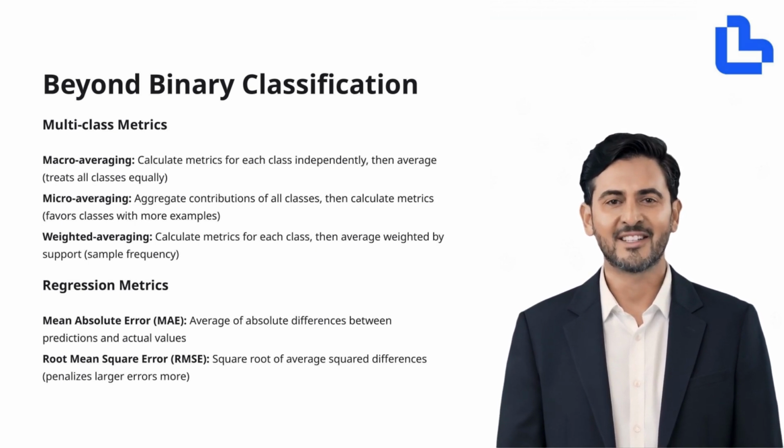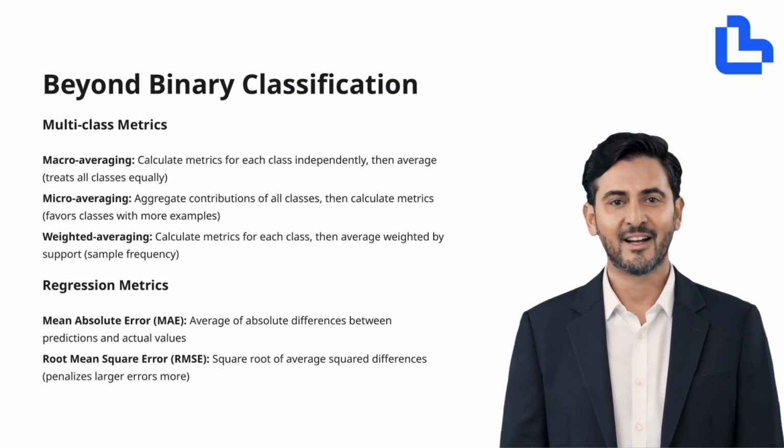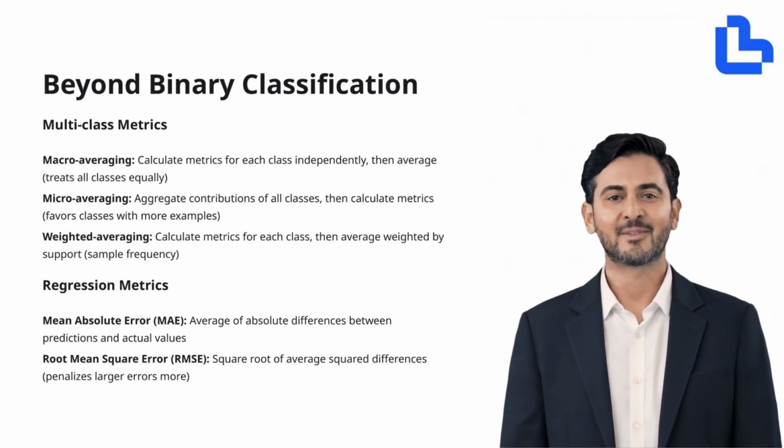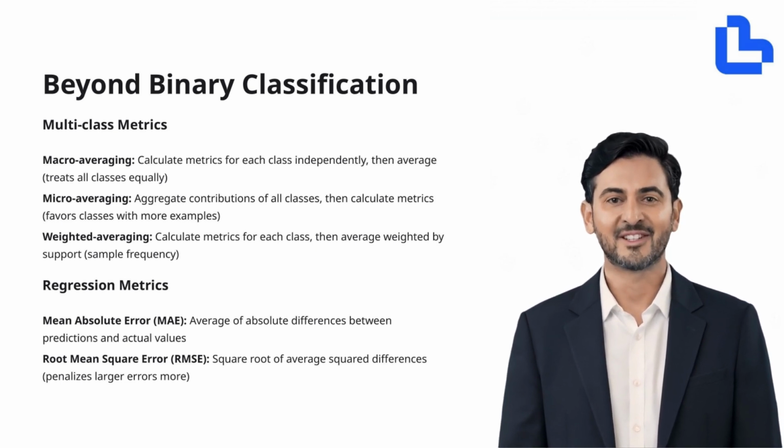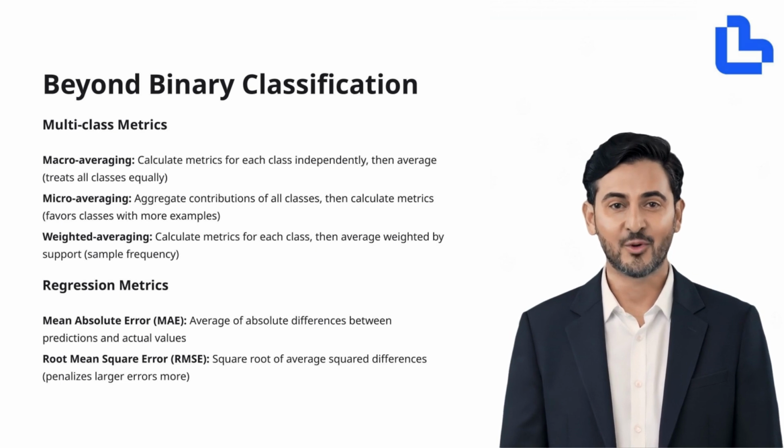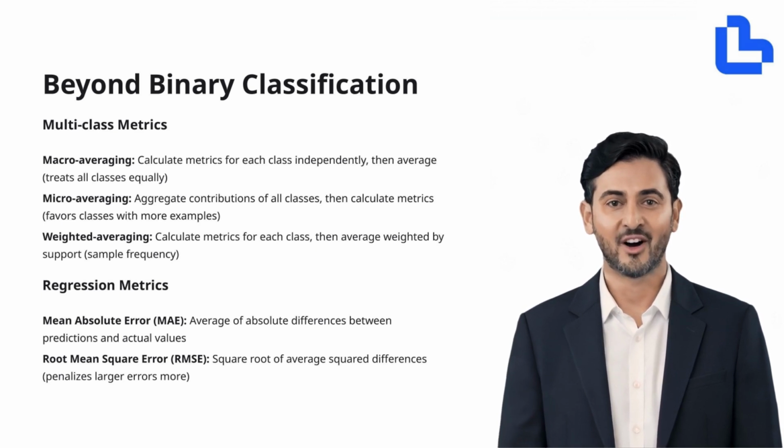Now let's talk about regression tasks, where the model predicts continuous values rather than categories. Here, we use metrics like mean absolute error, MAE, which calculates the average of the absolute differences between predicted and actual values. It gives a straightforward sense of how far off predictions are on average.